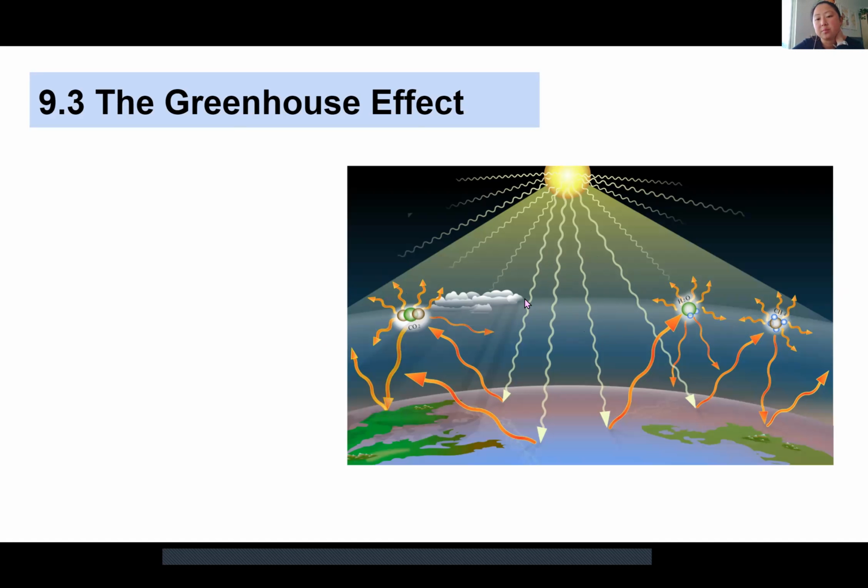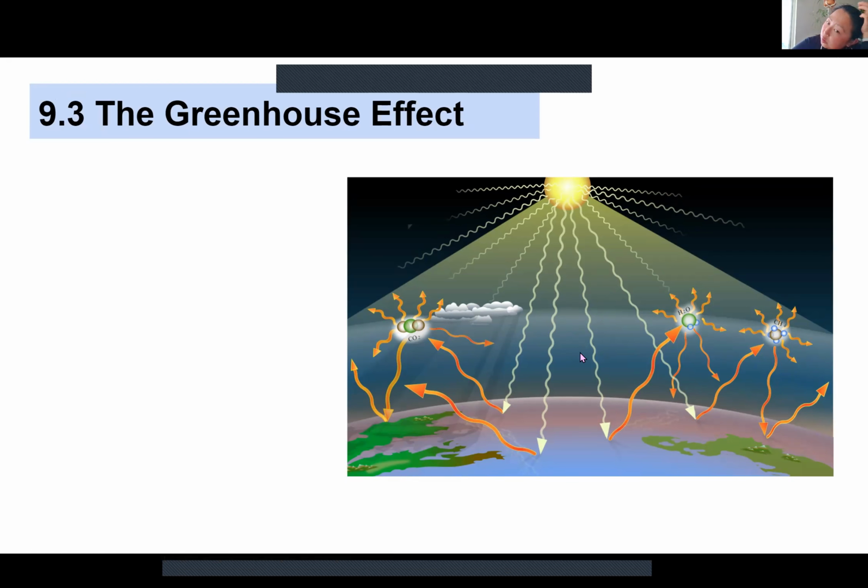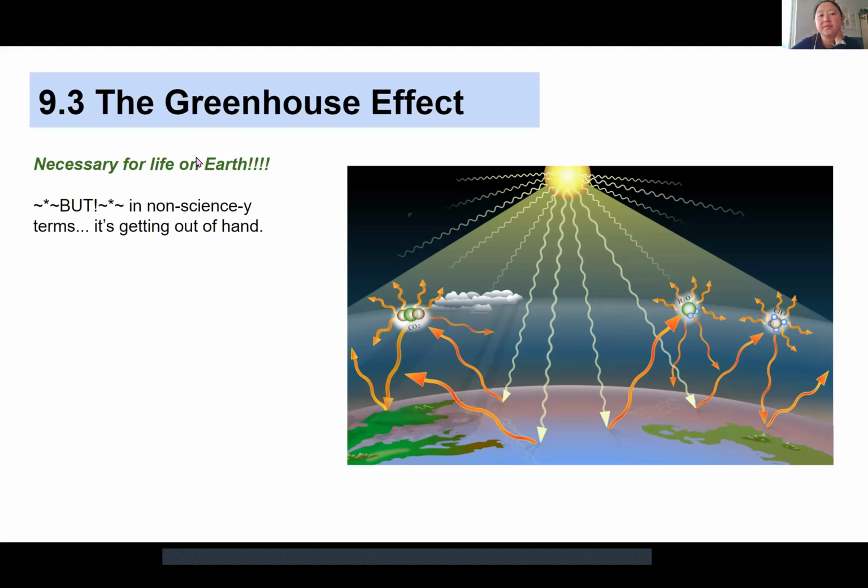Like the sun's UV rays come in at short wavelengths, and they hit the ground, and then they'll hit these greenhouse gases and they'll reflect in all sorts of directions. But part of it is that they'll reflect back onto Earth, which is great to keep the Earth warm. But if you have too many greenhouse gases, then it's keeping the Earth too warm. So it's necessary for life on Earth, but in non-sciencey terms, it's getting out of hand.